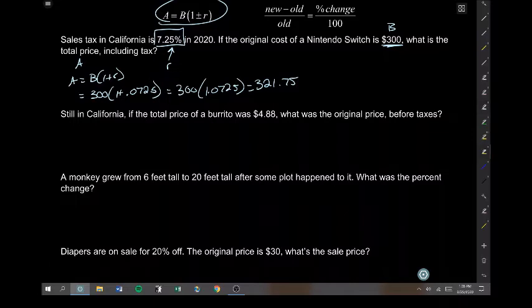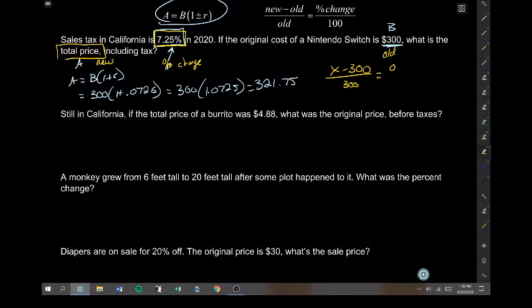To do it by the percent change proportion, right over here, this 300 is the old. The total price is the new. It's the thing we're trying to find. And this right here is our percent change. Now what's different about this is when I set it up, I'm going to do new minus old over old equals percent change over 100. Well, I know what the percent change is.